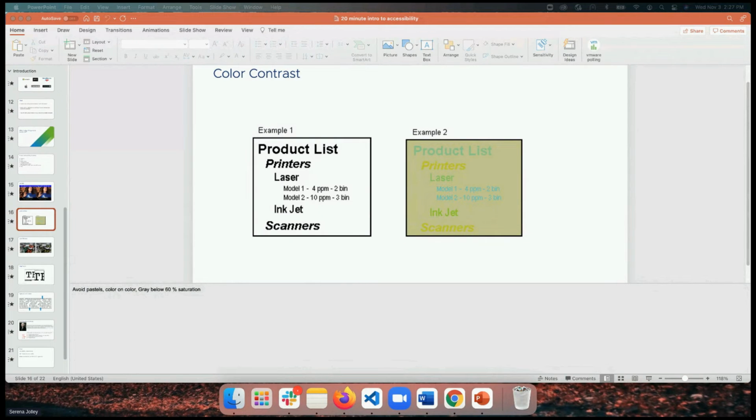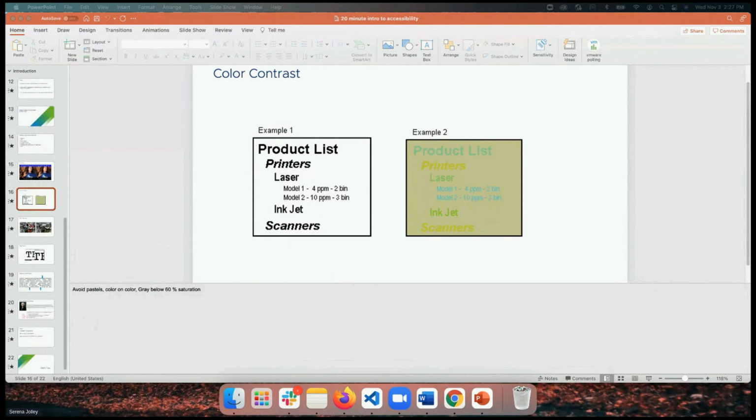So what that means is 1/7 of potential color combinations are not allowed. Some of those would include pastels because they don't have good contrast on light backgrounds. Color on color, for example, if you've got tan on a mahogany background or light blue on a dark blue background, those are problematic because there's not enough color contrast, because they're from the same color families. And gray has to be saturated at 60% or above in order to be compliant. Anything below 60% of saturation is too small for people to see.